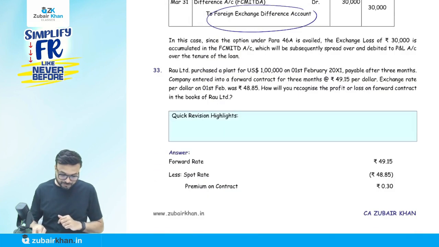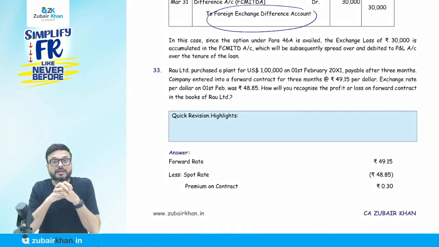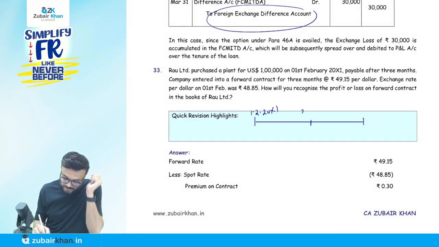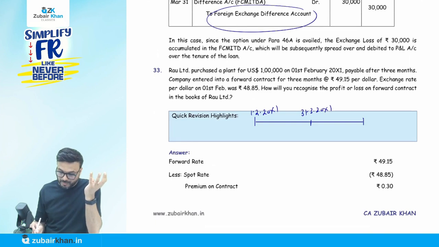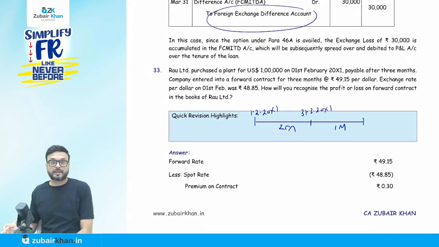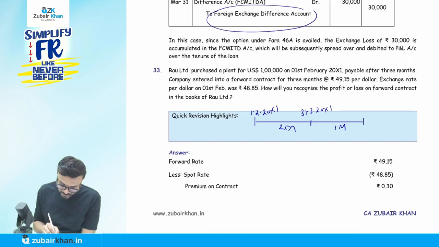Then question number 33. Rao Limited purchased a plant for 1 lakh US dollars on 1st of February 20x1, payable after 3 months. The balance sheet date will be 31st March 20x1, and they enter into a forward contract for 3 months. So February, March, April, May. So they say 3 months: 1st of February, 2 months here in February and March, and 1 month here. Total 3 months.